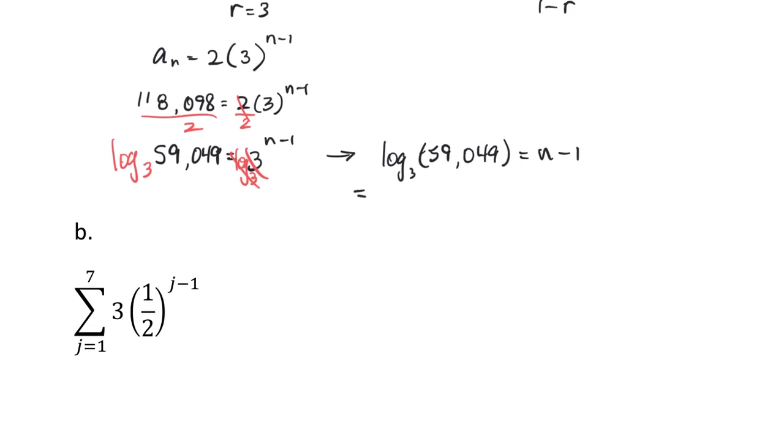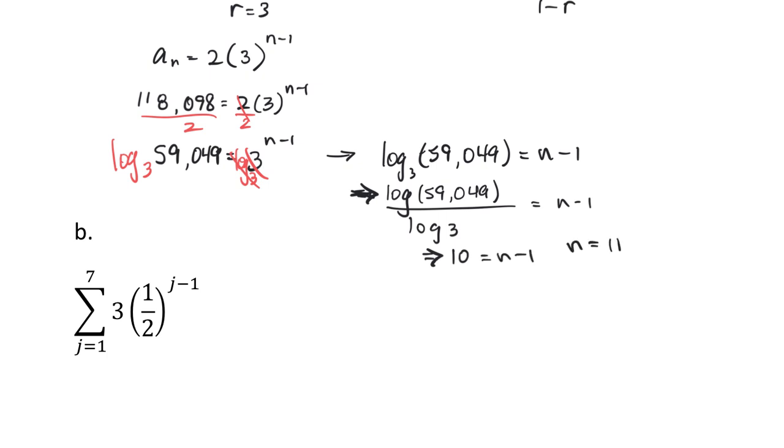Now if we do change the base here, this is log 59,049 divided by log 3 equals n minus 1. And this turns out to be 10. If you add 1 to both sides, you get n equals 11. So this is the 11th term. So 11 is what we plug in for n.